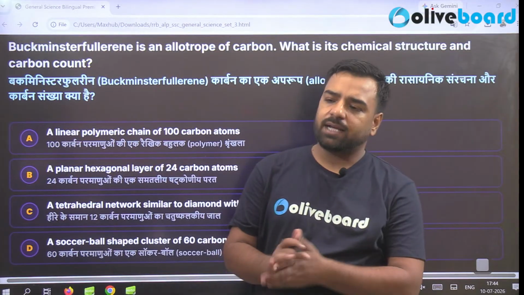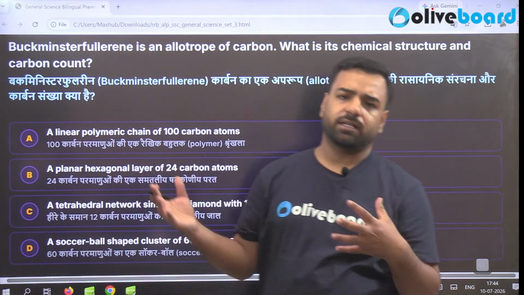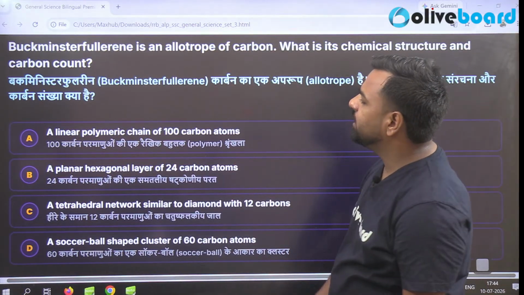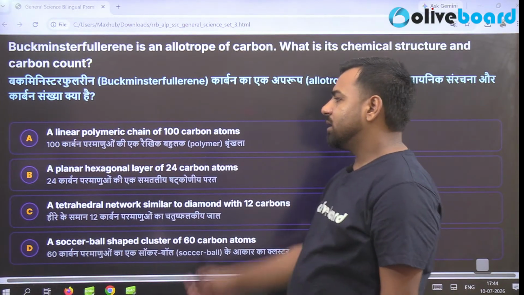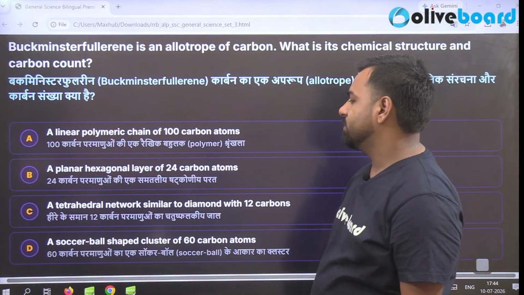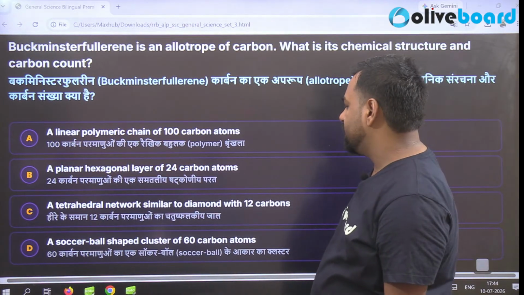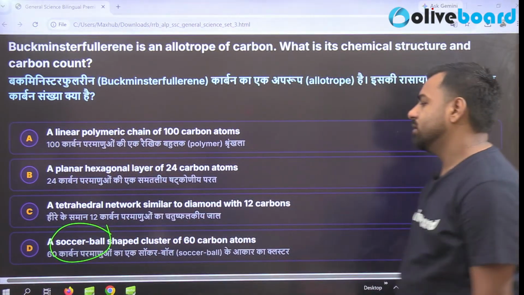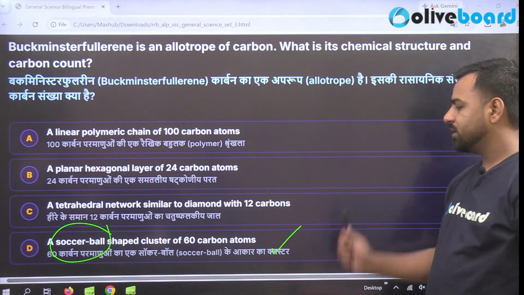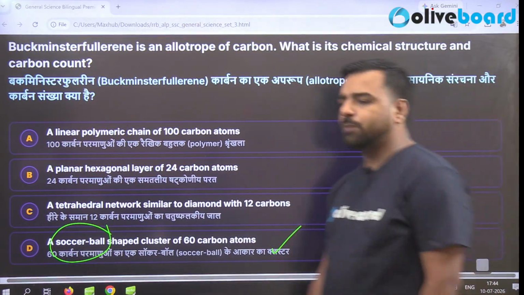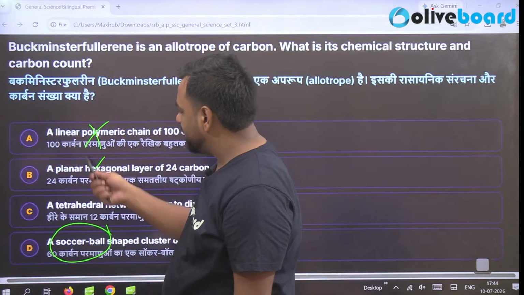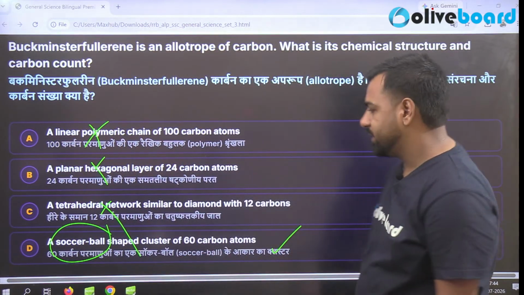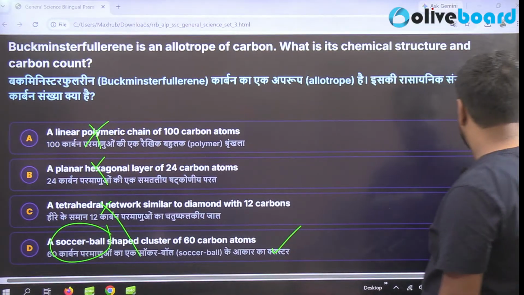Diamond and graphite's shapes are tetrahedral and hexagonal, but here it's a football-like or cage-like structure. The options are a linear polymeric chain of 100 carbons, a planar hexagonal layer of 24 carbon atoms, a tetrahedral network similar to diamond with 12 carbons, or a soccer ball shaped cluster of 60 carbon atoms. So guys, here we can go with option elimination as well, because we know it will be spherical in structure. So option D is the correct answer: soccer ball shaped with 60 carbon atoms.